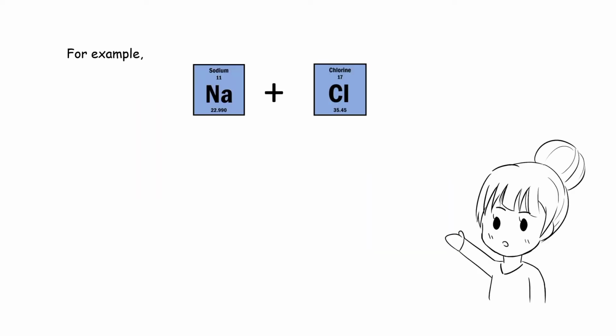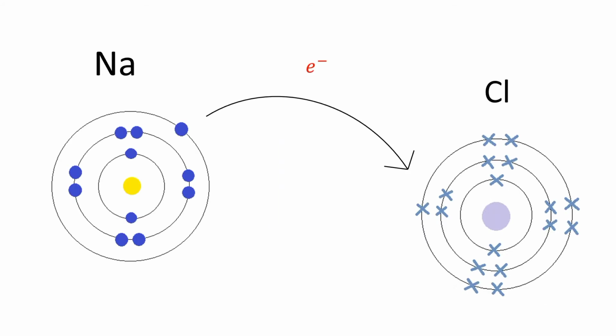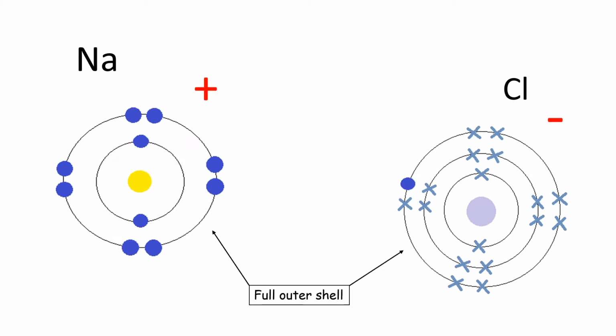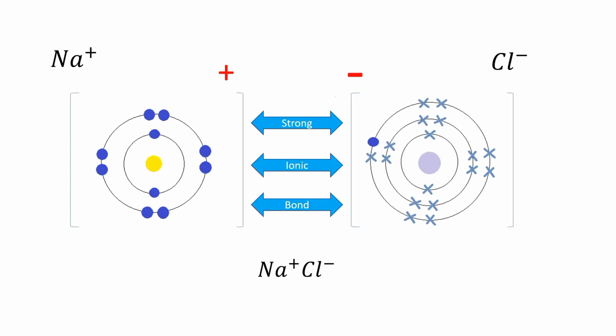Okay, so let's work with an example here. Sodium reacts with chlorine to form sodium chloride, which is table salt. So in this reaction, the sodium atom loses an electron by transferring that electron to the chlorine atom. This results in the formation of the cation Na+ and the anion Cl-. Now, both the ions here have achieved the noble gas electronic configuration, and the opposite charges that they've acquired attract each other and form a very strong ionic bond of NaCl.